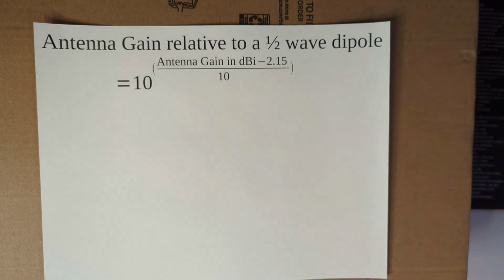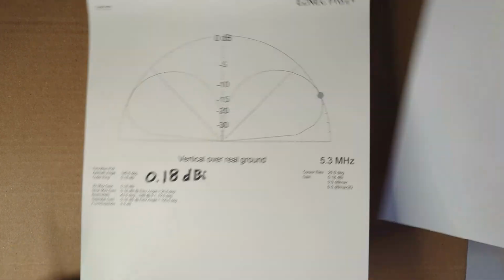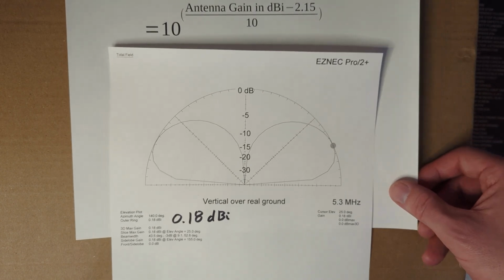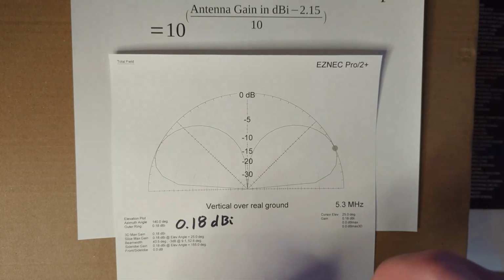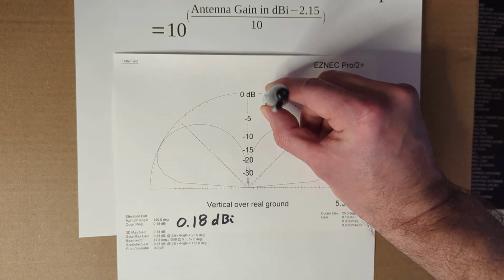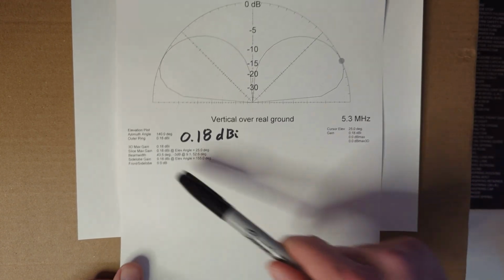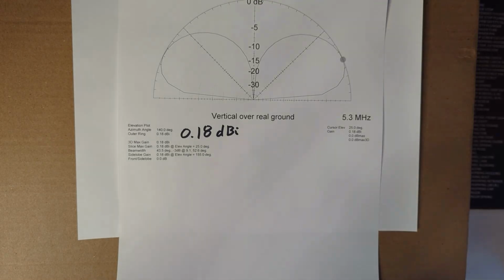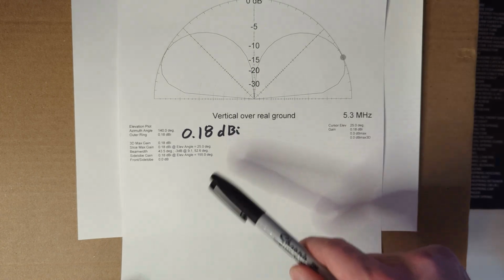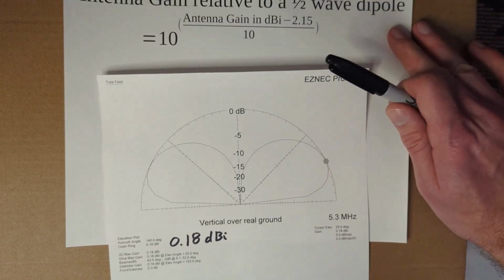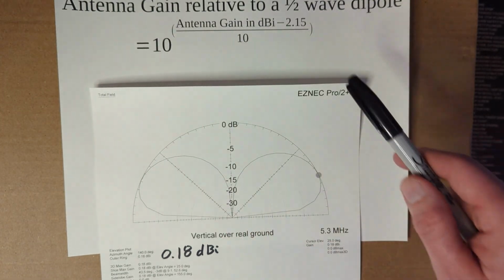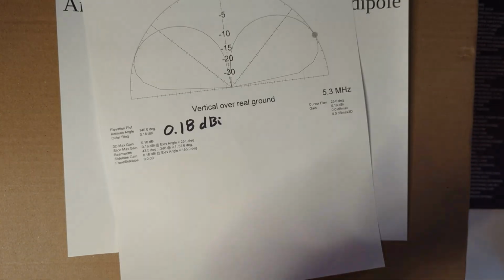the 4 channels. Here we're back to my little quarter wave vertical that I modeled in EasyNEC, and a quarter wave vertical is basically just a piece of wire a quarter wavelength long sticking out of the ground straight up like this. And according to EasyNEC, over the ground I chose, the type of ground matters, things like that, I have a gain of 0.18 decibels isotropic. So let's plug that into the gain formula here to get antenna gain relative to a half-wave dipole.